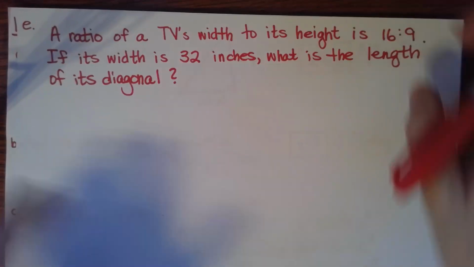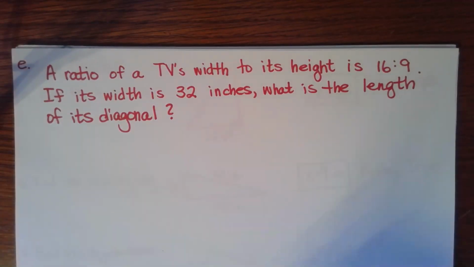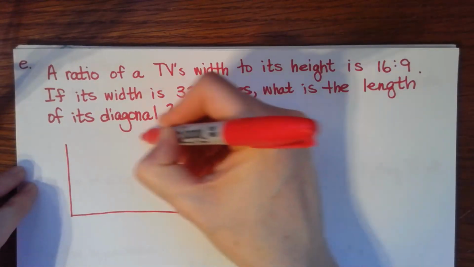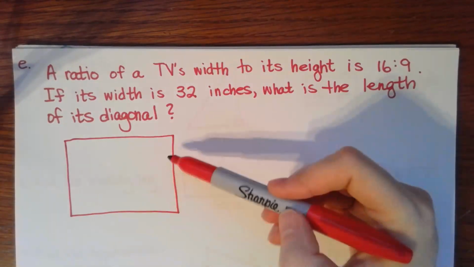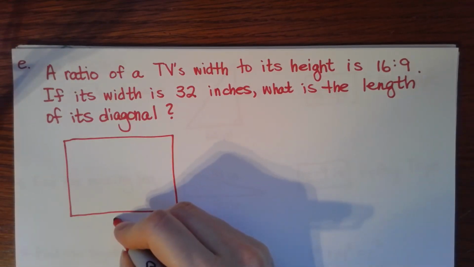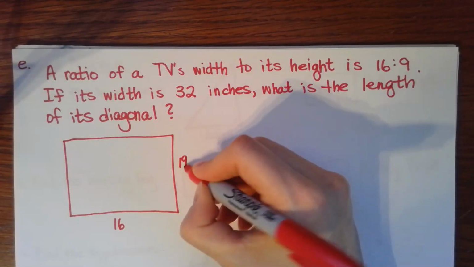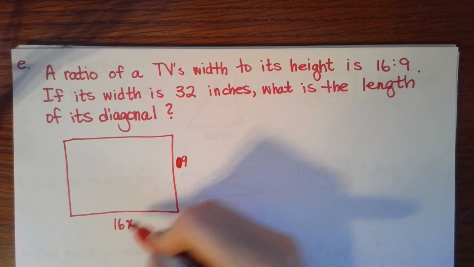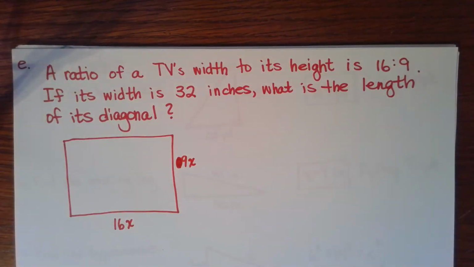And our last problem. All right, a ratio of a TV's width to its height. Okay, so imagine we have a TV, and the ratio of its width to its height is 16 to 9. So you can think of this as 16x to 9x. Okay, so I don't know what x is, but they're always going to be in that ratio.